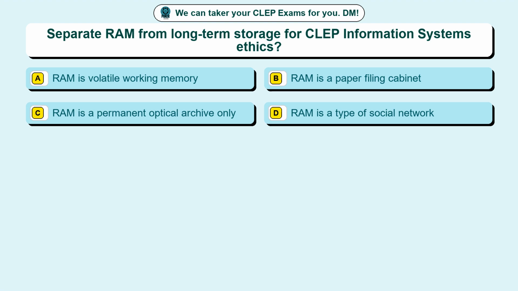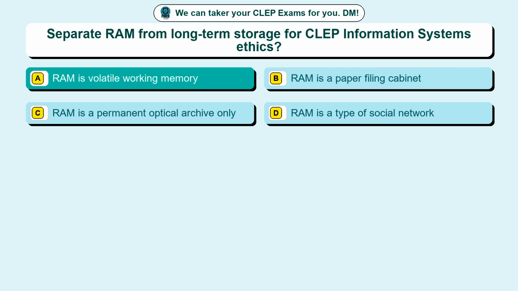Question 52. Separate RAM from long-term storage for CLEP Information Systems ethics. Option A. RAM is volatile working memory. Option B. RAM is a paper filing cabinet. Option C. RAM is a permanent optical archive only. Option D. RAM is a type of social network.